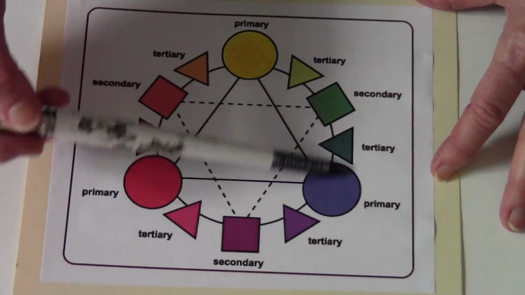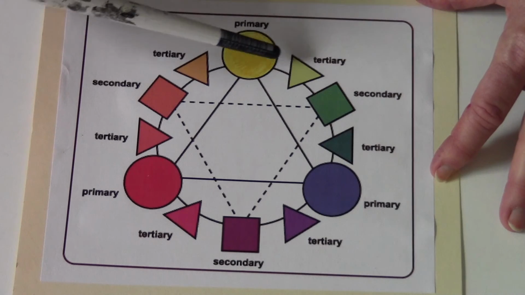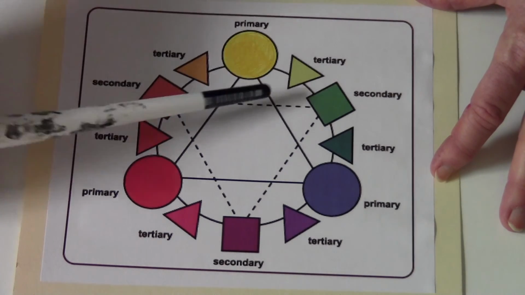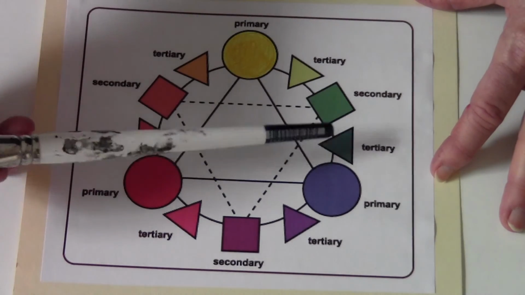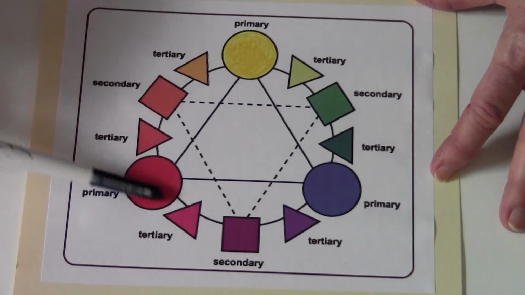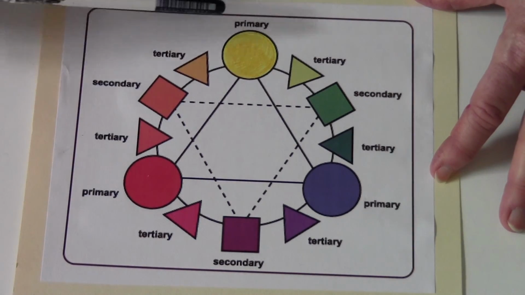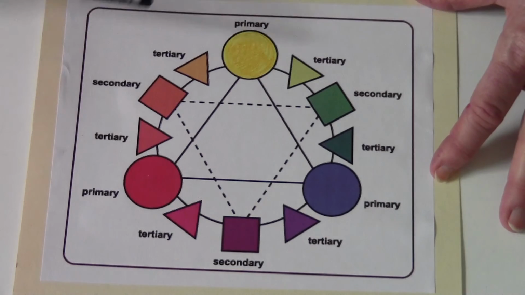So I could create an entire color wheel. That would include primary, secondary, and then the tertiary colors. So I would be creating lots of examples of analogous color schemes within the color spectrum.